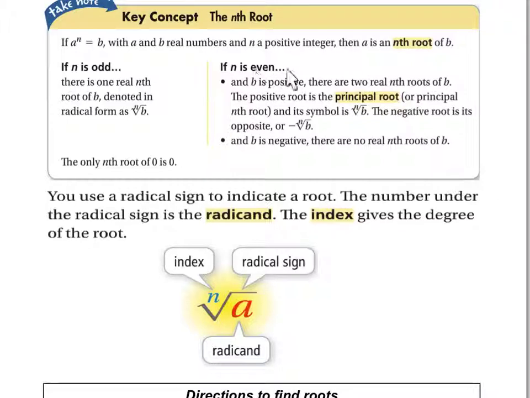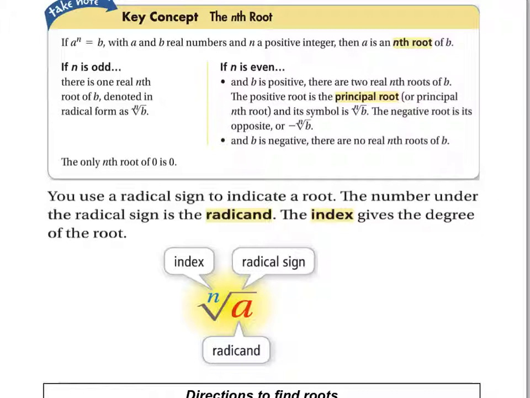But if n is even, if the root or the exponent is even, and b is positive, there are two real nth roots of b. If b is negative, there are no real nth roots of b, and we're going to get into that. So if you have an even root and a negative underneath it, that's not possible, because you can't get a negative number with an even root.